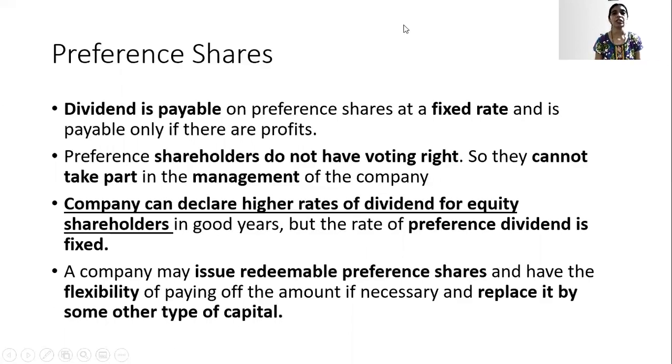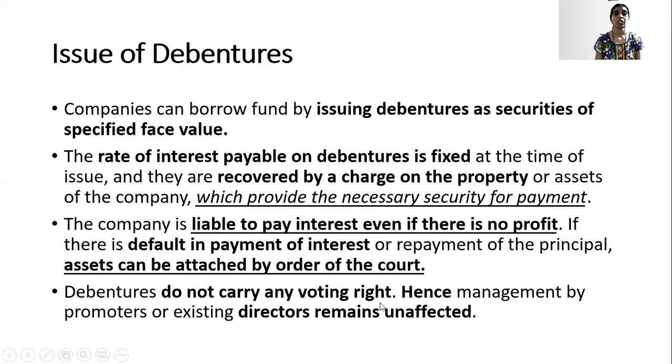Okay, now we'll see the issue of a debenture. Here, first we need to understand what we mean by a debenture. Here the company can borrow funds by issuing a debenture as a security of a specific face value. It means a debenture has a specific value and it is issued to different investors. The rate of interest payable on a debenture is fixed. Like preference shares, it is fixed at the time of issue only, and it is recovered by a charge on the property.